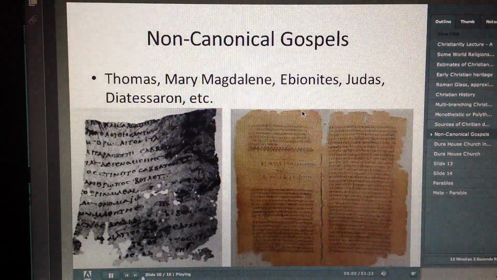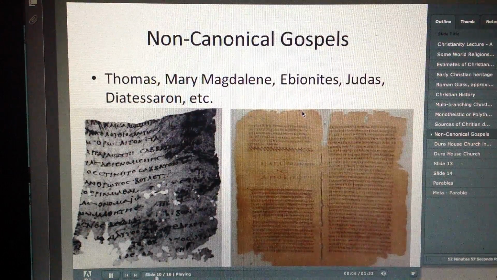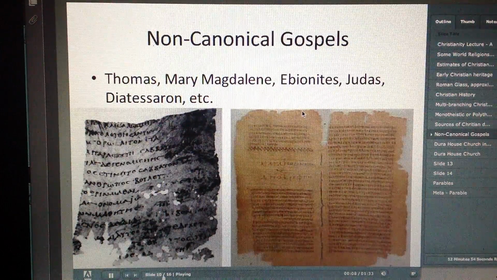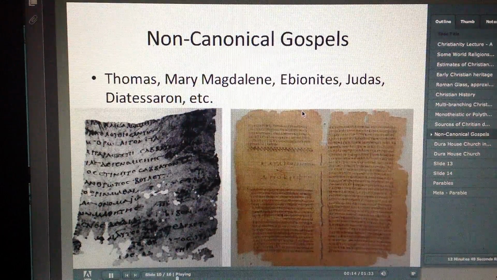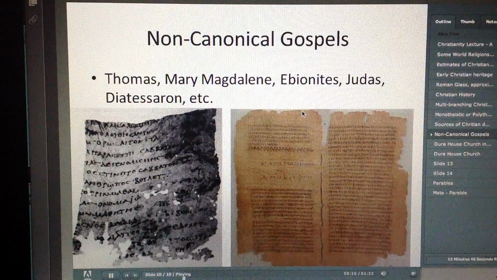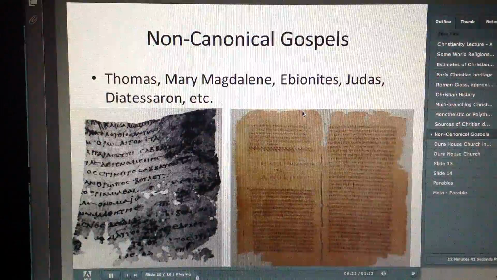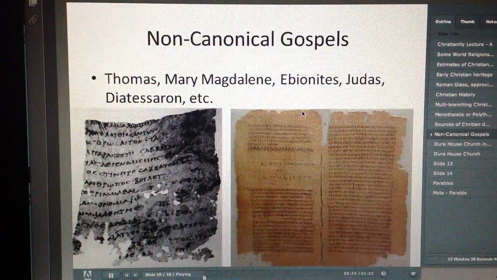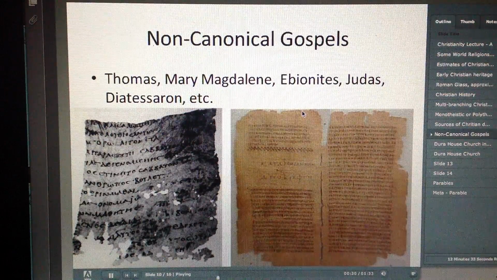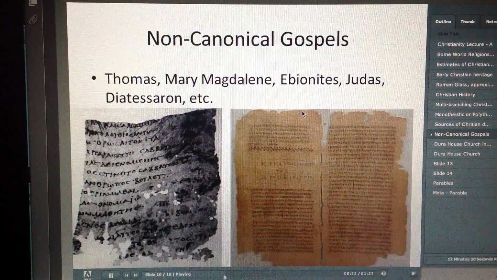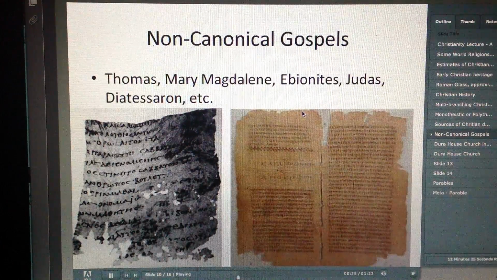Now, if you saw the movie Da Vinci Code or read the book, you may be aware that there are not only the canonical Gospels, but there are things called the non-canonical Gospels. There are series of written texts that are referred to as the Gospel of Thomas, the Gospel of Mary Magdalene, the Gospel of the Ebionites, the Gospel of Judas, the Diatessaron Gospel, and these contain teachings about Jesus that were recorded in the 1st and 2nd century, but which for various reasons were not placed in the canonical collection of the 4 main gospel writers.